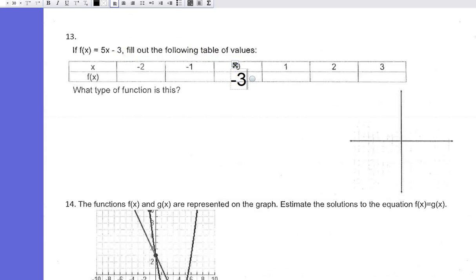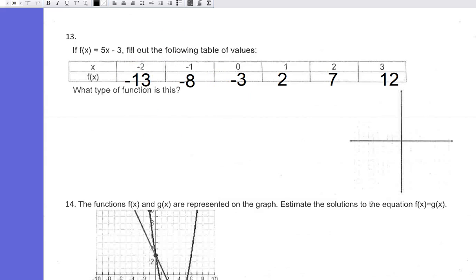And then it's going to change by 5 each time. So the next one's going to be 2. How much if I add 5 to the next one? 7, 12. Okay, let's work backwards. Now I'm going to subtract 5. -8. Subtract 5 again. -13. That's my table.